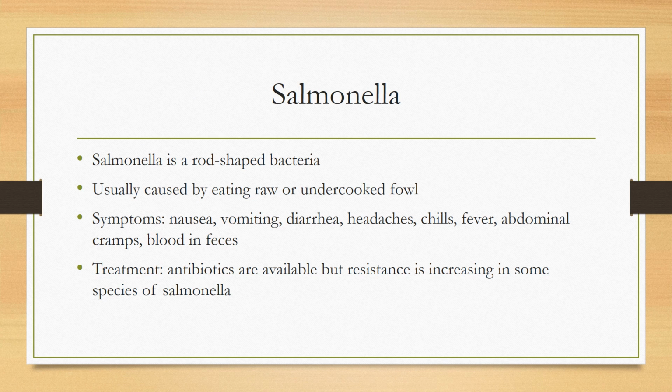Salmonella is a rod-shaped bacteria, usually caused by eating raw or undercooked food. Symptoms include nausea, vomiting, diarrhea, headaches, chills, fever, abdominal cramps, and blood in feces. The treatment usually is antibiotics, which are available, but resistance is increasing in some species of Salmonella as time passes by.